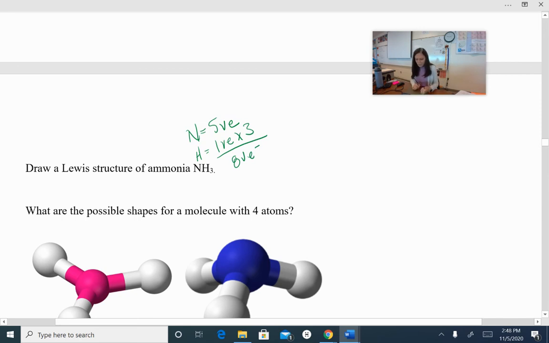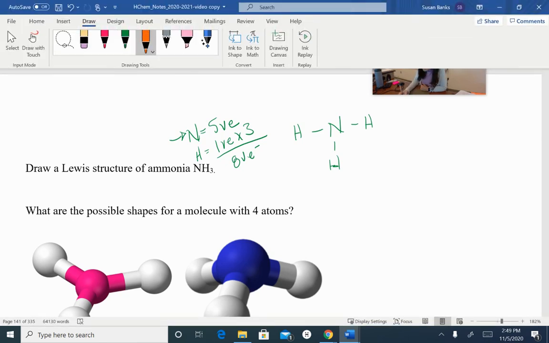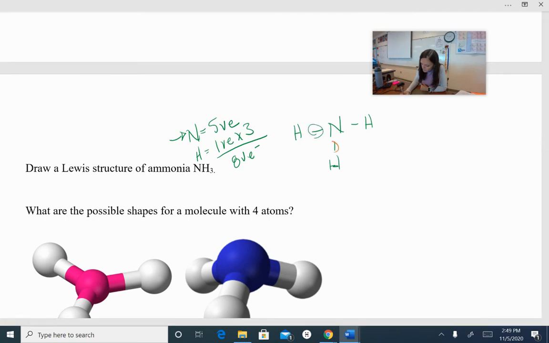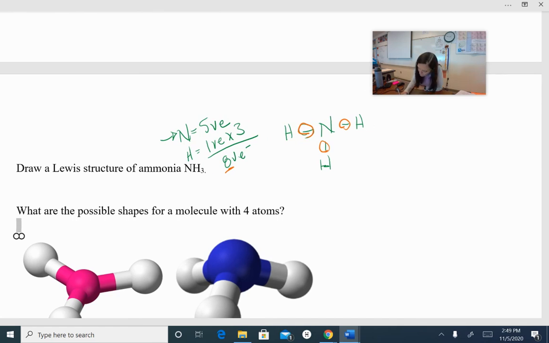The next thing I need to do is figure out what's in the middle. I can't have hydrogen in the middle, so the only thing here is nitrogen. So I'm going to put hydrogens around it with single bonds. Notice each of these bonds uses up 2 electrons, so I've used up 2, 4, 6 electrons already. I have 8 total. Hydrogens can only do 2 electrons, so they're already done. So I'm going to have to put these last 2 electrons on the nitrogen.